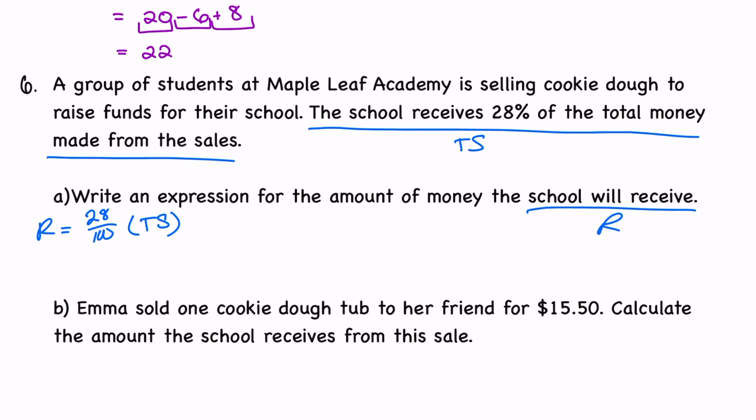Therefore, if the school is only receiving 28% of the total money, we can rewrite that 28% as 28 over 100. You might also notice that 28 over 100 is not fully reduced, as 28 and 100 are both multiples of 4. So dividing the numerator and the denominator by 4 gives us 7 over 25. So we can actually rewrite this equation as 7 over 25 times the total sales.